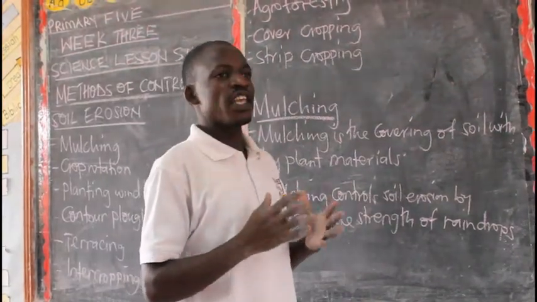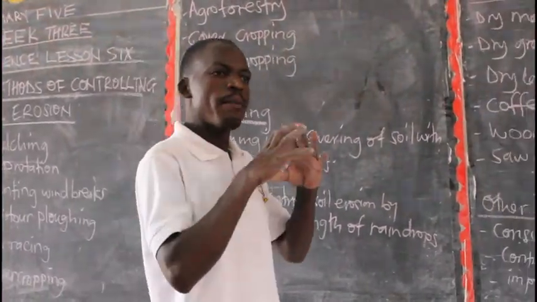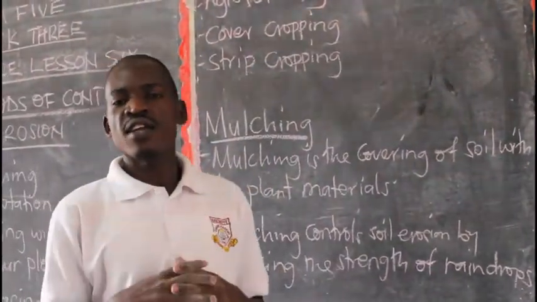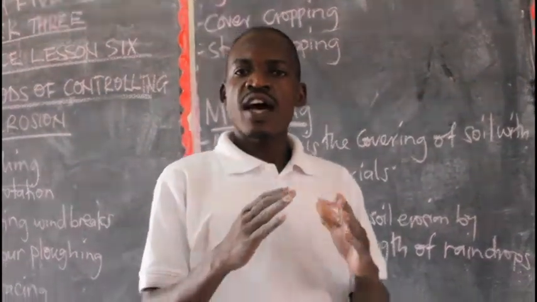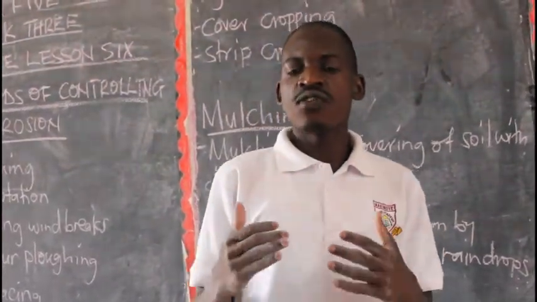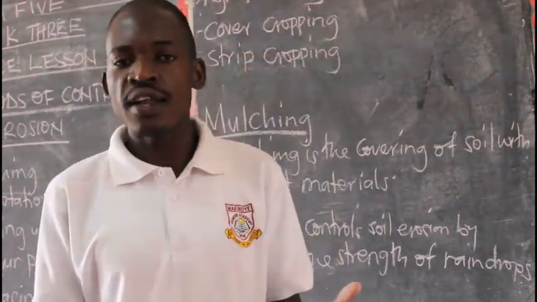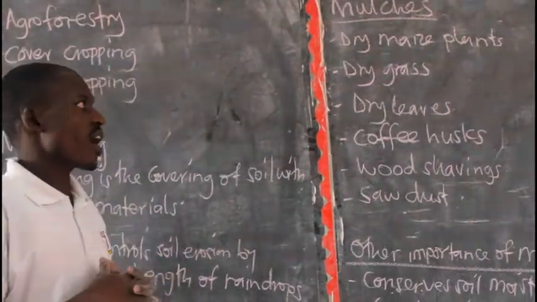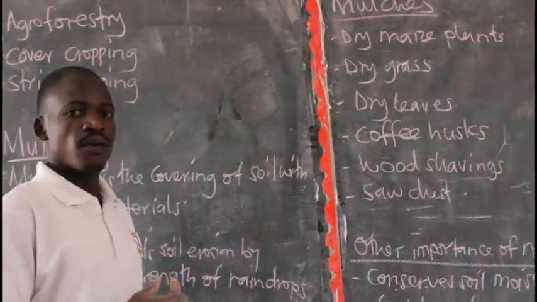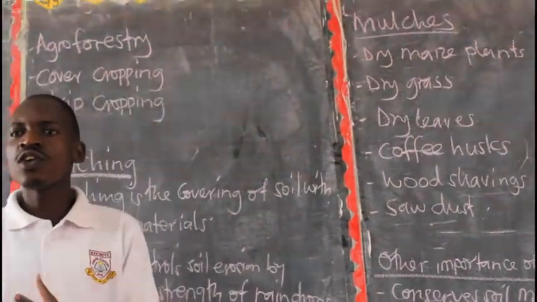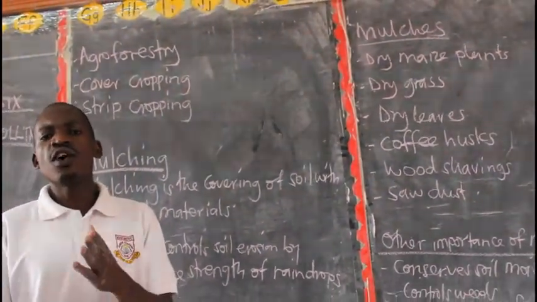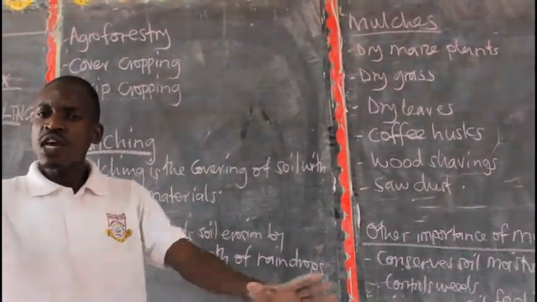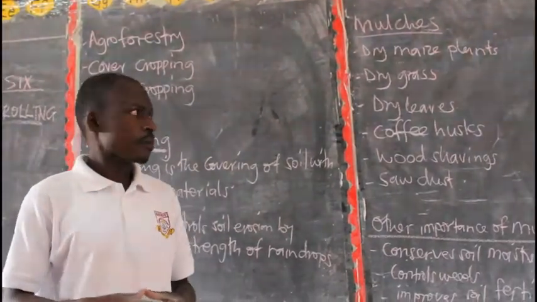Now, we have what we call mulches. These are dry plant materials that we use to cover our garden. Are you together? Mulches are dry plant materials that are used for mulching the garden or for covering the soil. Some examples of mulches: we have dry maize plants. After harvesting your maize, don't just burn them. Cut them, allow them to dry, and put them in the garden. Use them to mulch the garden.